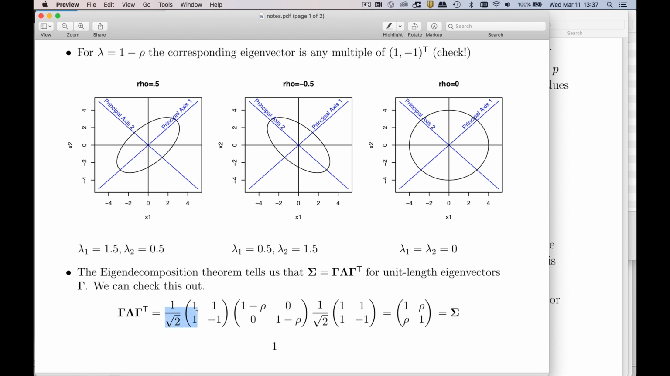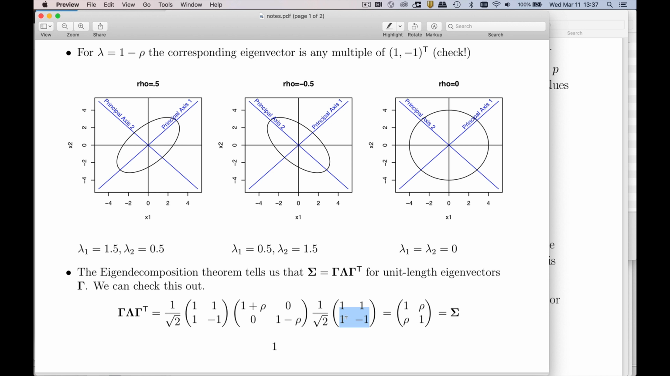So think of this piece right here as our first gamma matrix. What is my set of eigenvalues? So the lambda matrix. Well, here's that lambda matrix: 1 plus rho, 1 minus rho on the diagonal. It's a diagonal matrix, so there's zeros off the diagonal. And then we need gamma transpose. Well, how do we transpose this matrix? That's easy. It's the same matrix since the off-diagonal elements are the same. So this is the transpose.